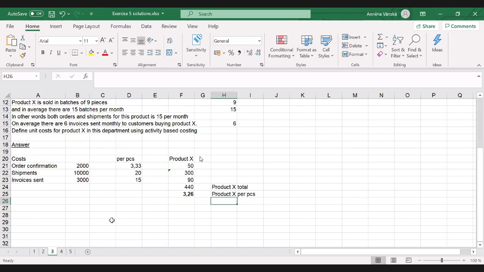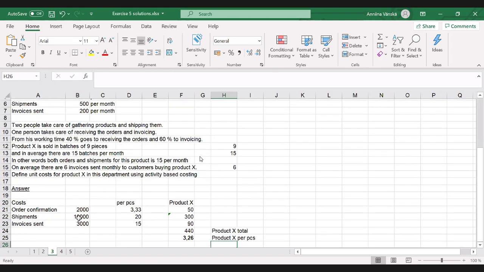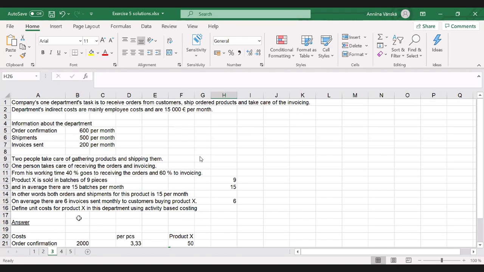Then let's move on to number 3, already a bit more complex than 1 and 2. There's a company where there's one department's task, could be, for example, customer service. The task is to receive orders from customers, ship the ordered products, and take care of the invoicing. The indirect costs for this department are mainly employee costs, and those are 15,000 euros per month.